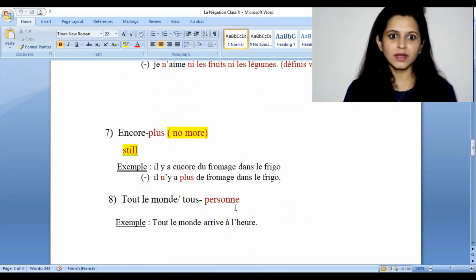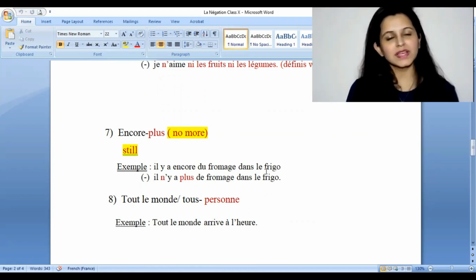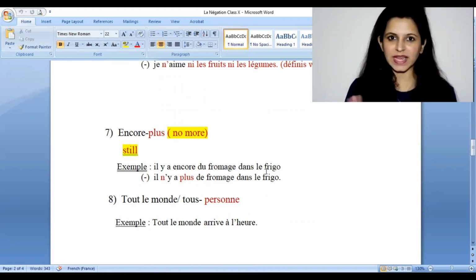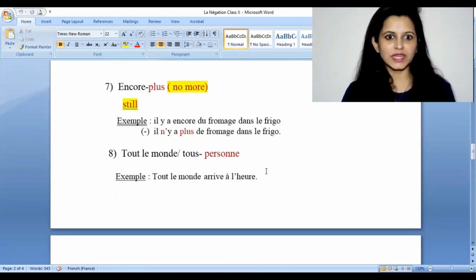Now, what is encore? Il y a encore du fromage dans le frigo. There is still some cheese in the refrigerator. So how will you make it negative? Il n'y a plus de fromage dans le frigo. So encore is still, plus is no more. So you have to learn all these negative words. All right. Il n'y a plus de fromage. There is no more cheese in the refrigerator. So let's move on to the next one.